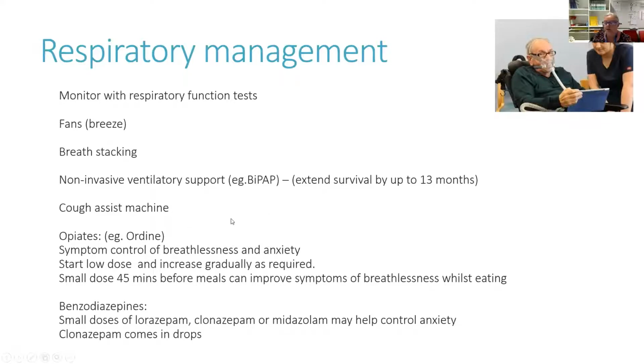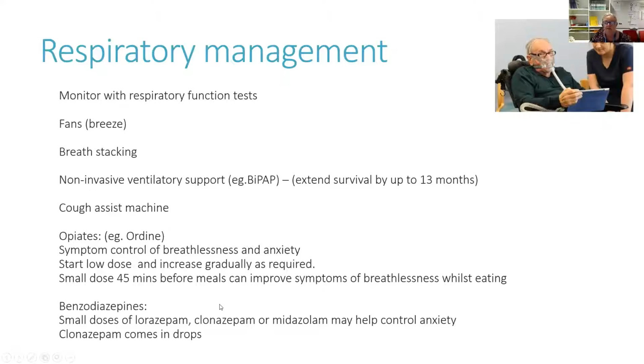So that is an opiate or a morphine derivative, and it can be used to help control shortness of breath and anxiety associated with that. So it's sometimes recommended to take, for example, before showering or before meals, if at that time you feel that you get short of breath and get a bit anxious before that happens. So once again, it's about starting with a low dose and increasing gradually as required, with consulting your doctor, of course.